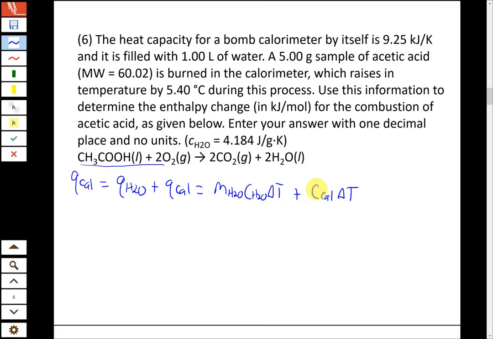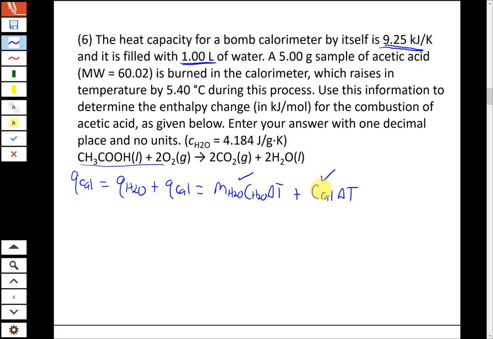So in this problem here, we're telling you that there's 1 liter of water in the calorimeter. So that tells us how much water is in there. So we have enough to do this term. And we're also telling you that the heat capacity of the bomb calorimeter itself is 9.25 kilojoules per Kelvin. So we have this information as well. So this is when we're going to use both terms to calculate the heat for the calorimeter, using the amount of water that's in there as well as the heat capacity of the calorimeter itself.